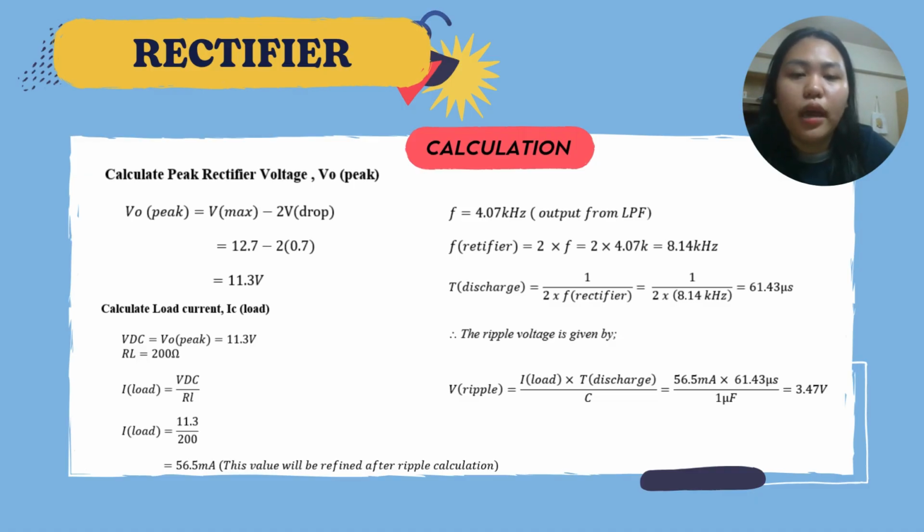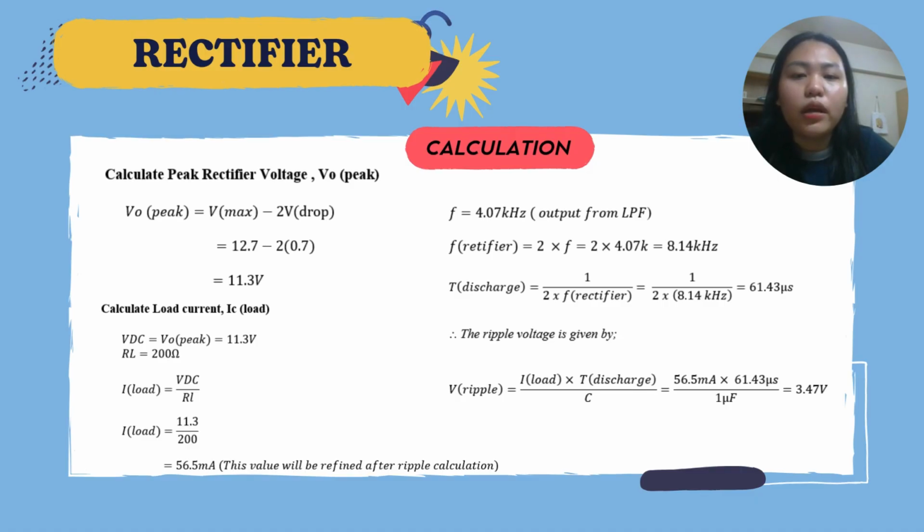For the frequency and discharge time, we determine how often the capacitor discharges in a full wave rectifier. Since the LPF output is 4.07 kHz, the rectifier frequency becomes 8.14 kHz. A full wave rectifier has twice the frequency. The time between each charge and discharge cycle is important for ripple.